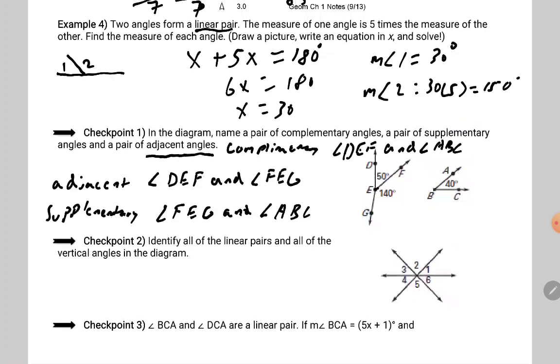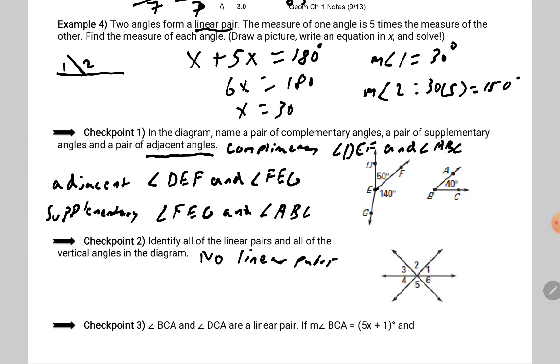All right, identify all of the linear pairs and all the vertical angles. So linear pair are two angles that add up to 180, and there is no linear pairs in this picture. I can add three angles and make 180. That would be 1, 2, and 3, or 4, 5, and 6, or 4, 3, and 2, or 1, 5, and 6. But there's no combination of just two. So there's no linear pairs.